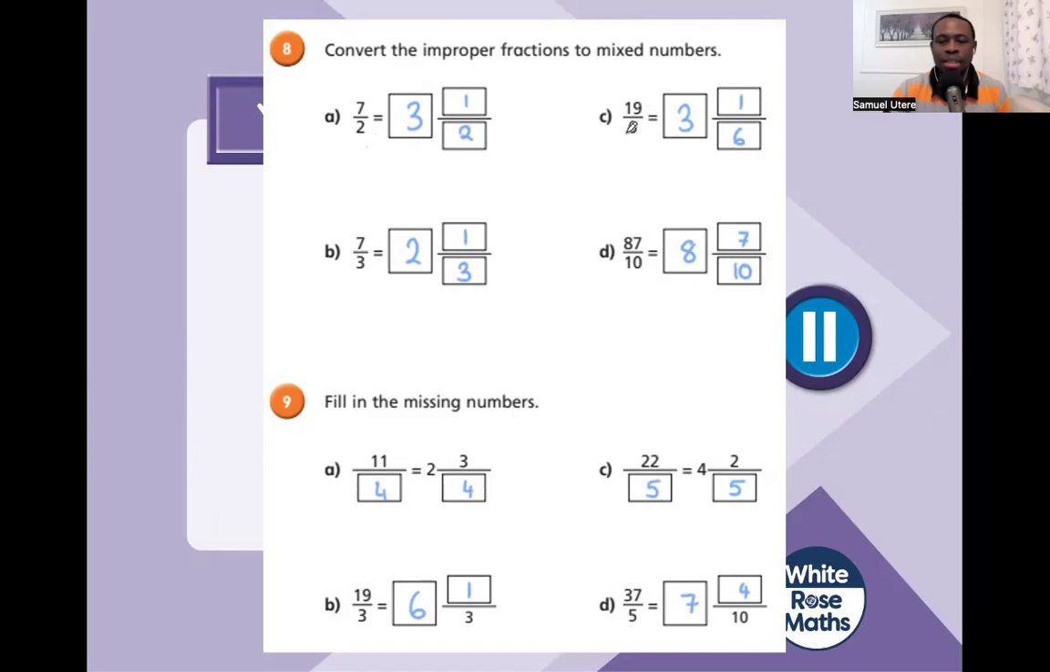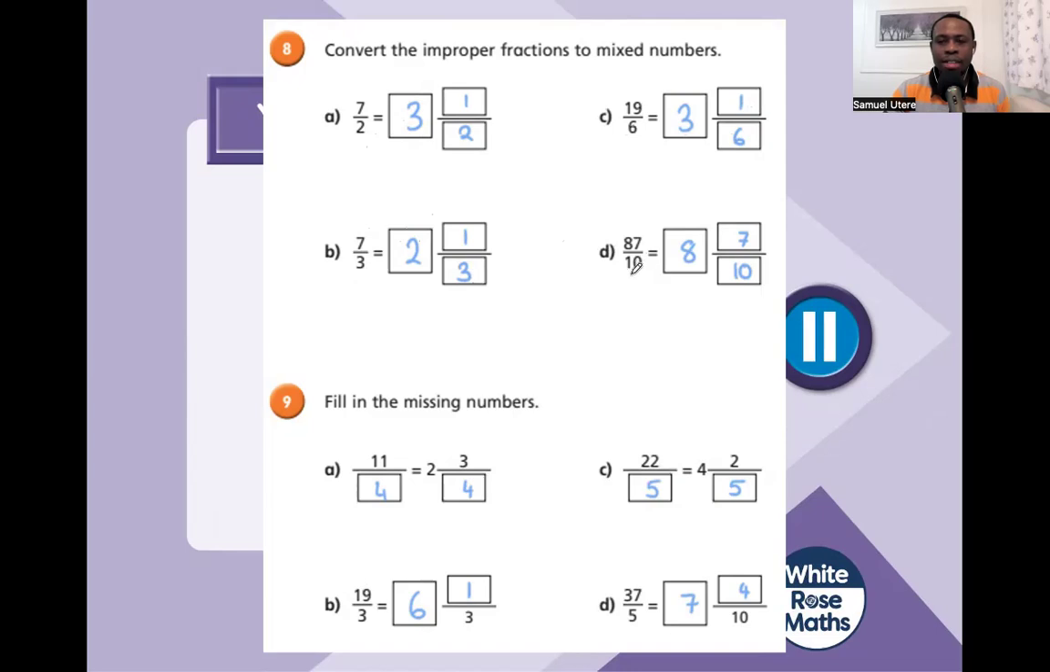19 divided by 6 is only 3 times. Why? 3 times 6 is 18. So 19 divided by 6 can only go 3 times. Our remainder is 1, so we write 1/6. 7 divided by 3 is 2. Our remainder is 1, so we write 1/3.